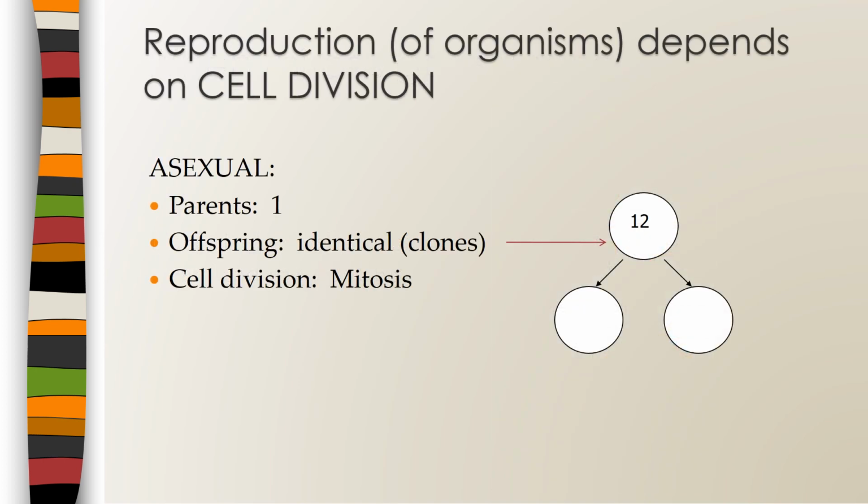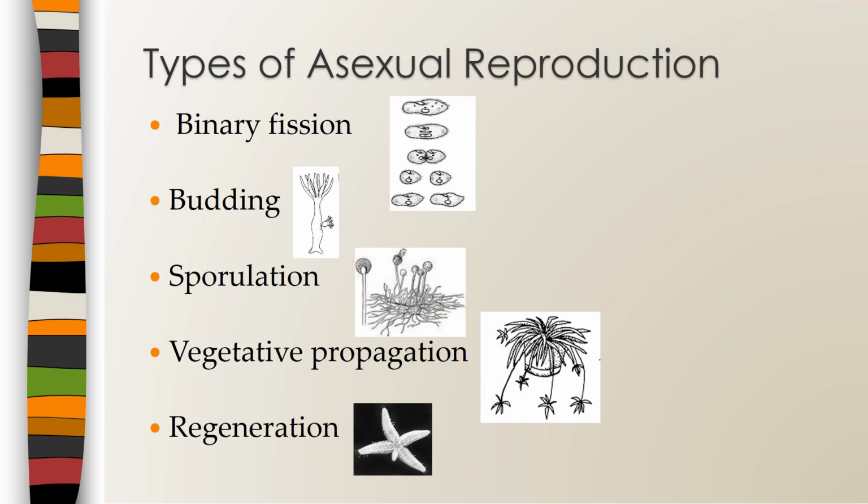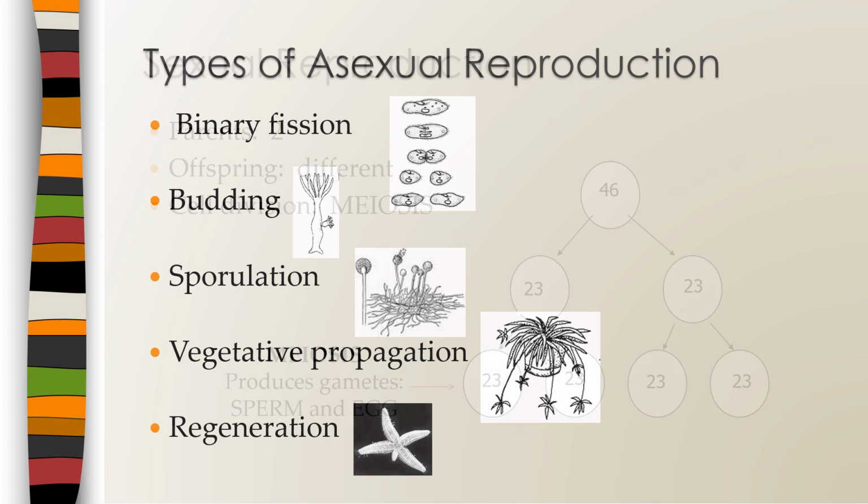There's various different things that do this activity. First, we have binary fission, like we see here with this paramecium. Then we have budding, which is often seen on coral. Sporulation, all right, which we see on like dandelions. Vegetative propagation, here we see it on this spider plant. And then regeneration, we see this on starfish when we chop off a limb and that grows a whole new starfish. That's asexual reproduction.